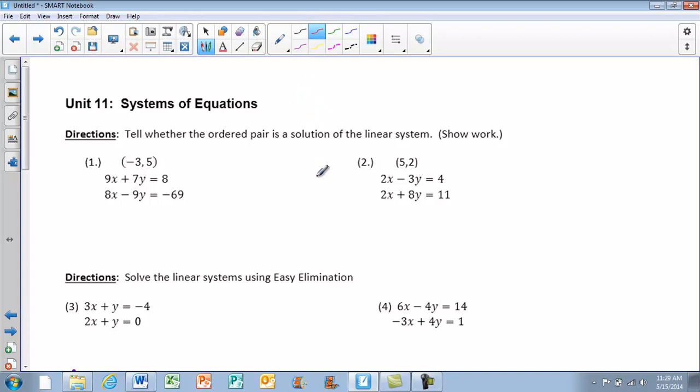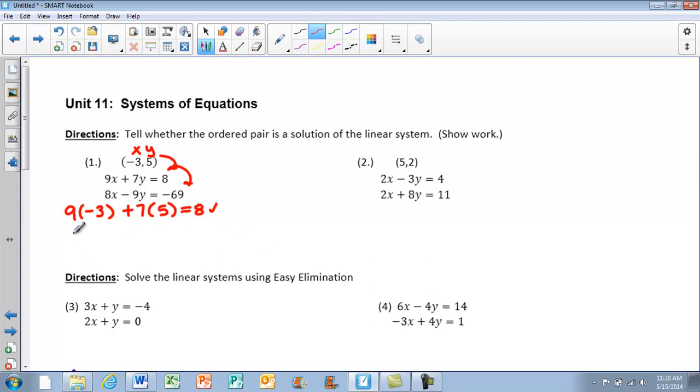So if we take a look at number 1, you're going to tell whether the ordered pair is a solution in the linear system. So what we need to do is remember that this is our x and our y. We need to plug it back into both equations to see if it is a solution. So if we take our first equation, we have 9 times negative 3 plus 7 times 5 equals 8. So 9 times negative 3 is negative 27 plus 35 gives me a positive 8, so that one does work.